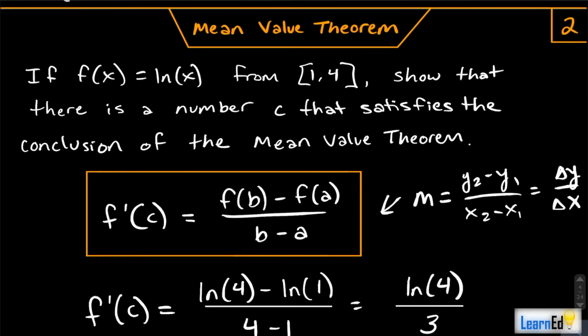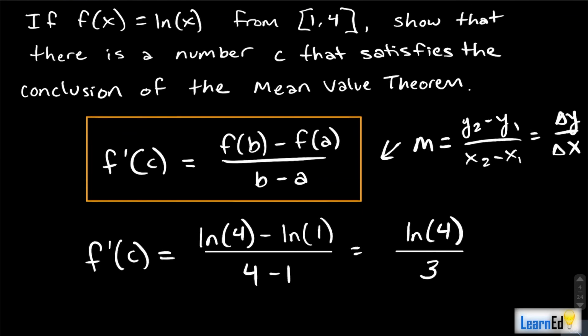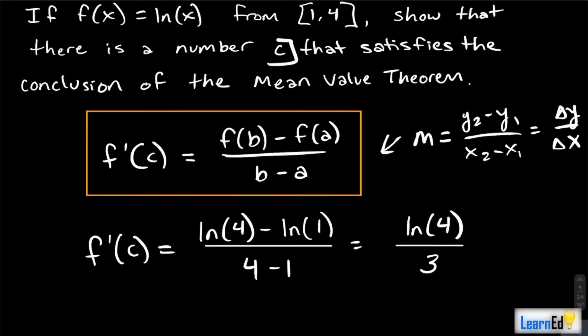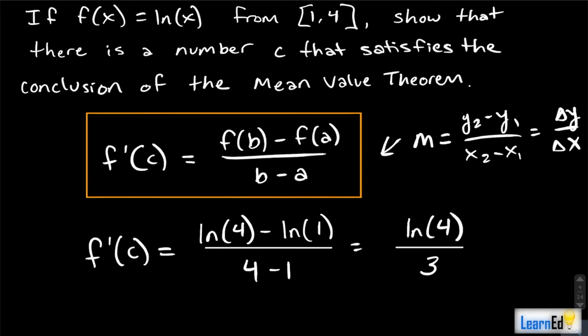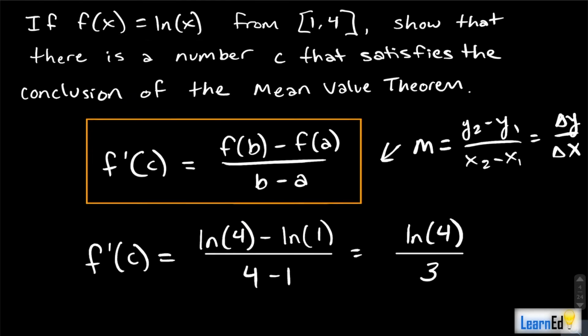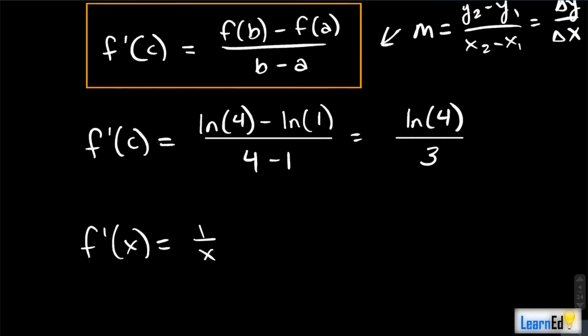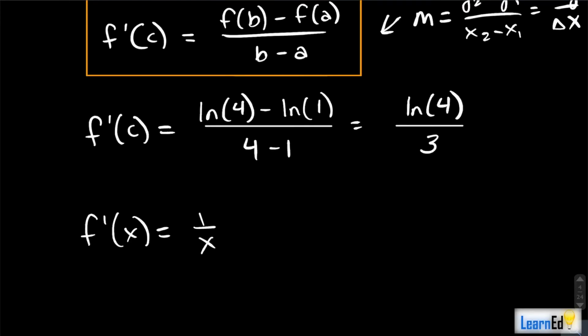Okay? Now what do we know is that how we actually end up finishing this, and finding that number c, is we're going to have to take the derivative of the actual function f of x. Okay, so remember your derivative of a natural log. The derivative of natural log of x is 1 over x. So according to this derivative, f prime of c would be 1 over c.